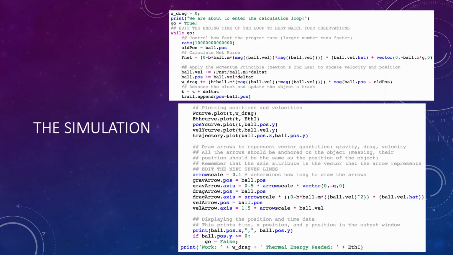We also changed the runtime setup so that it would run until the block of ice hits the ground, because that's what we care about, that it melts before hitting the ground.